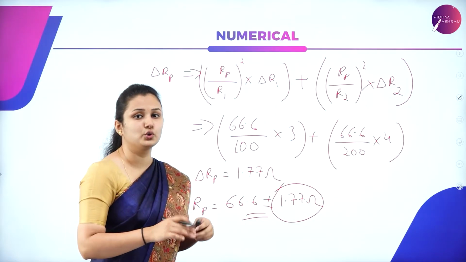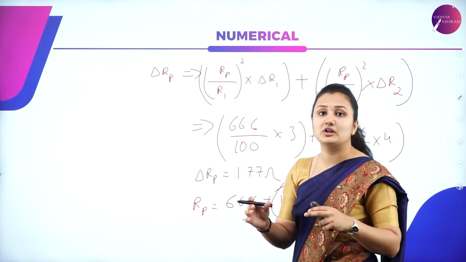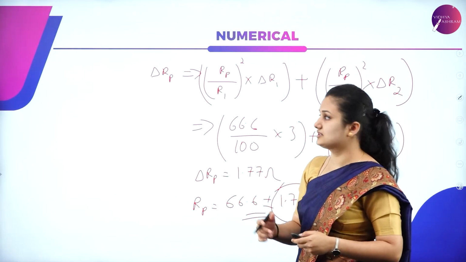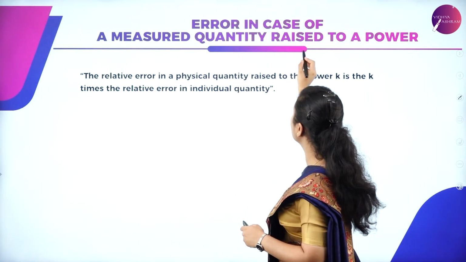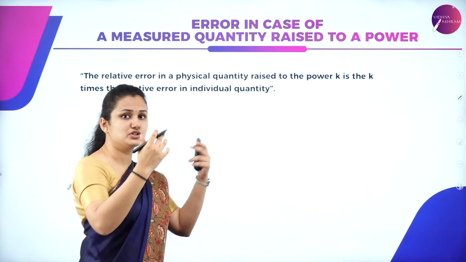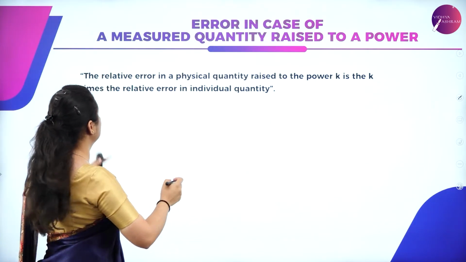This is about rule 2. Either you multiply or you divide them, the relative error will be the sum of the relative errors in the two individual quantities. So next you have error in case of a measured quantity raised to a power. So what is this rule 3? Last rule. We'll read that.